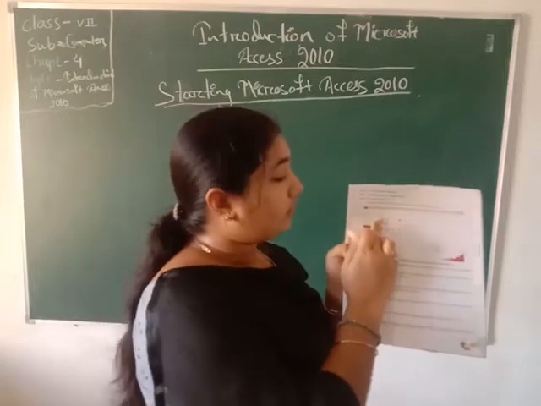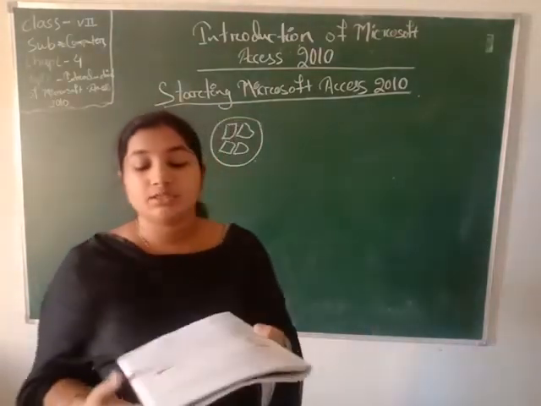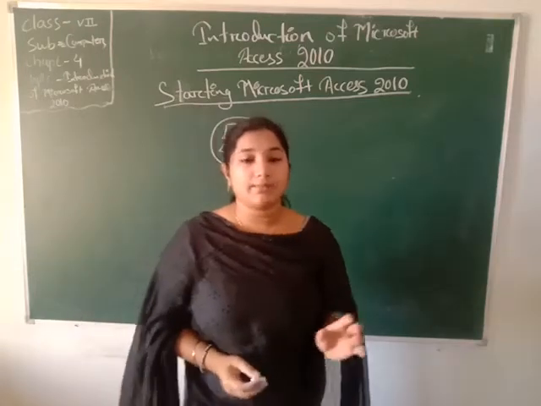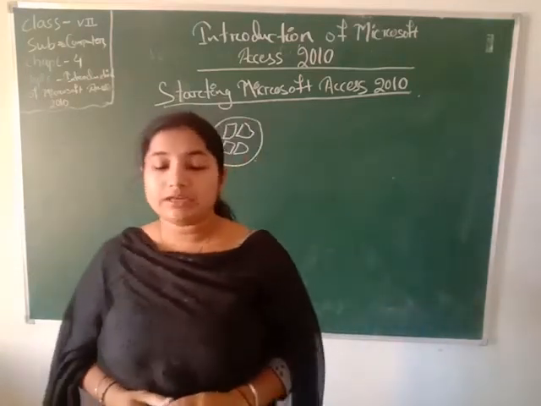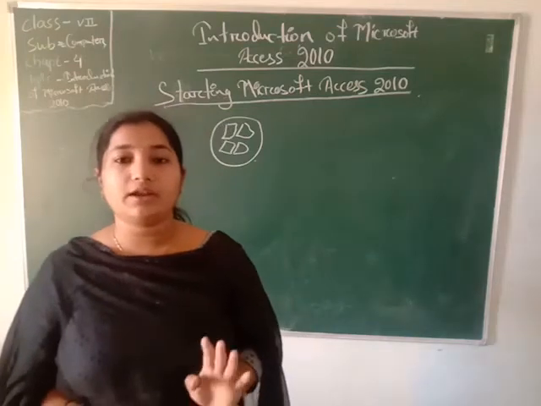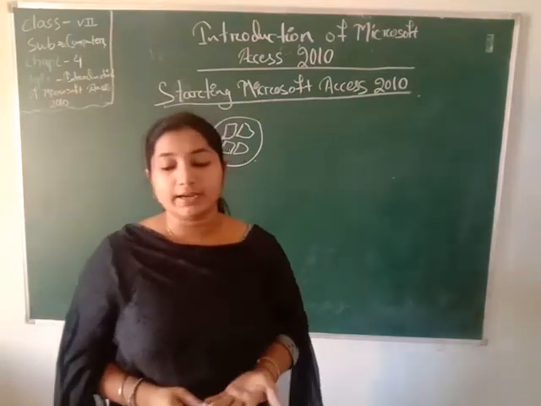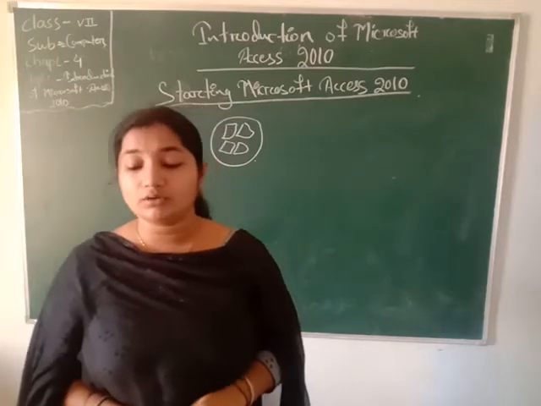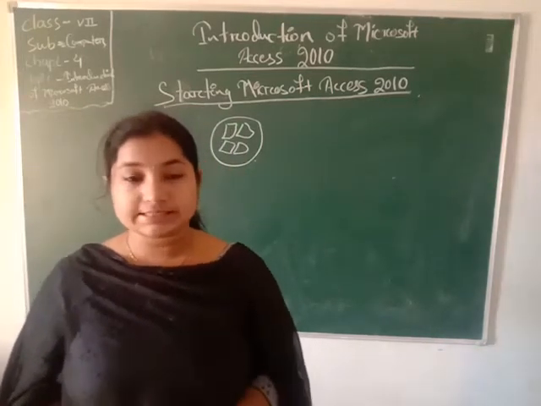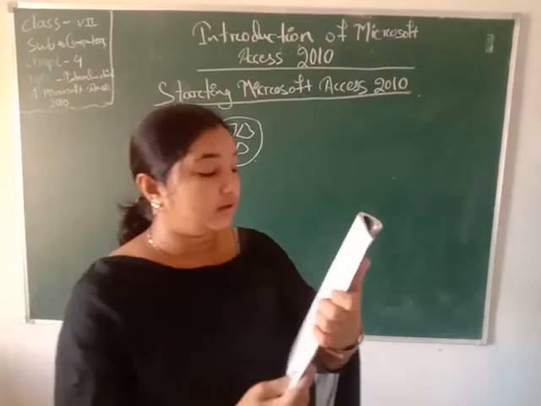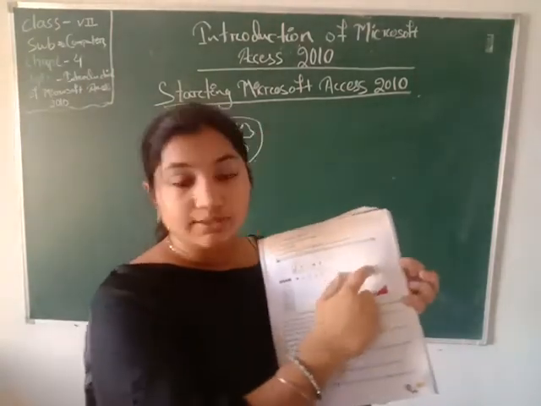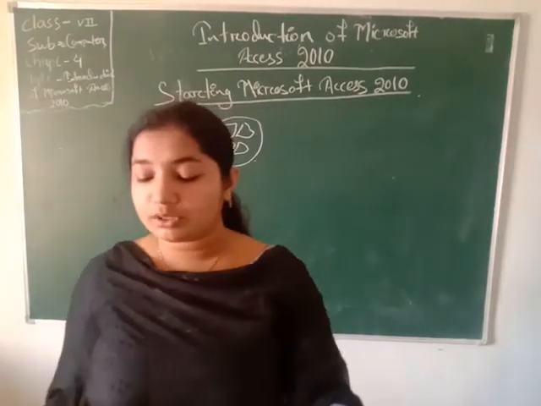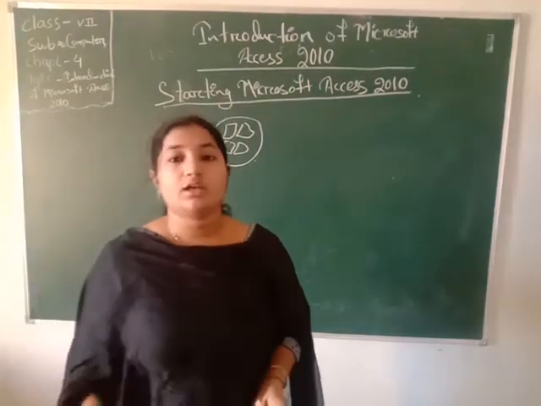After that type the name of the database. Means in which name we want to give the database, we have to type that name. After that click on create. After typing the name we have to click on create. The Microsoft Access 2010 window will open in datasheet view. Like one view will open, one page will open like this. After that we learn about components of the Microsoft Access 2010 window.